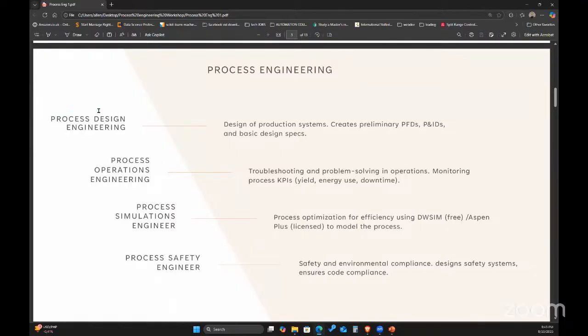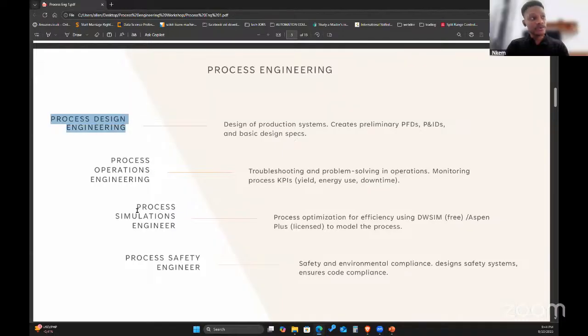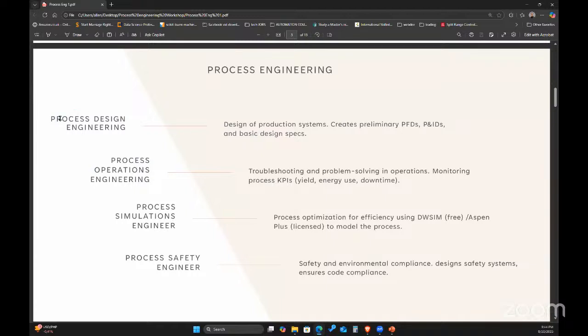Now let me start with process design engineering, which is the one we usually do in the school. These are usually in the school curriculum. So process design engineering has to do with the design of production systems. This is where you create the preliminary PFDs and P&IDs, and also the basic design specs. So your PFD, your process flow diagrams, and the piping and instrumentation diagrams. This is the job of the design engineer, and also the material and energy balances. This is his responsibility.